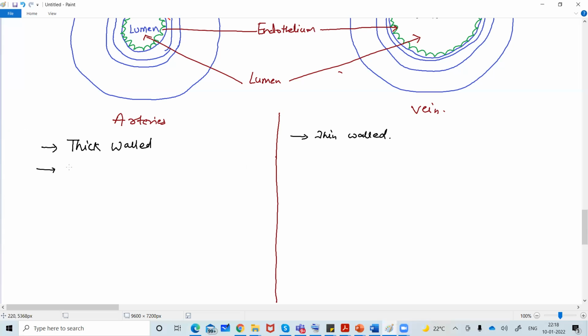So arteries carry blood away from the heart, and veins bring blood into the heart.